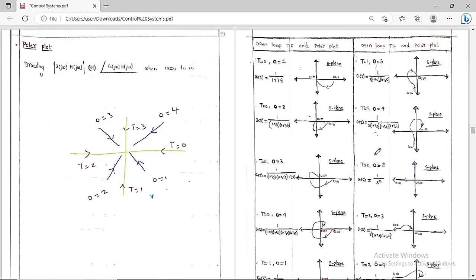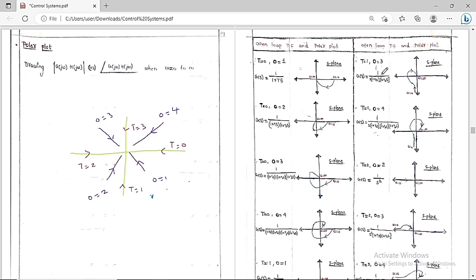Now let's go for the next system. Listen carefully. The open loop transfer function is G(s)H(s) = 1/(s(1+T1s)(1+T2s)). So this is the open loop transfer function. So what is the type of the system? The type is the number of poles present at the origin in the open loop transfer function. So the type is equal to 1.